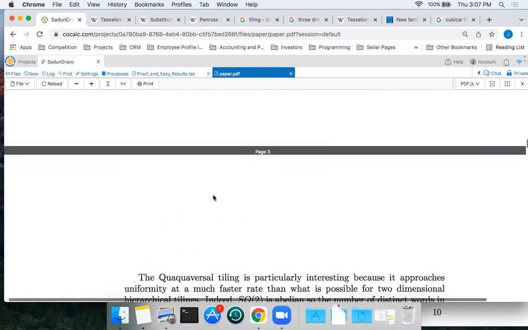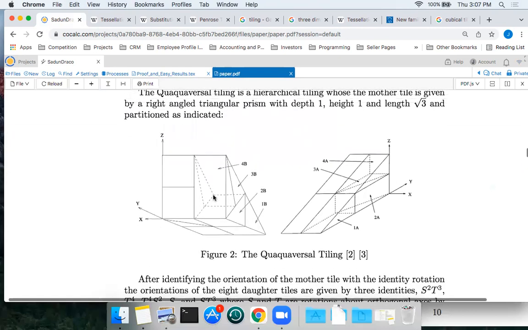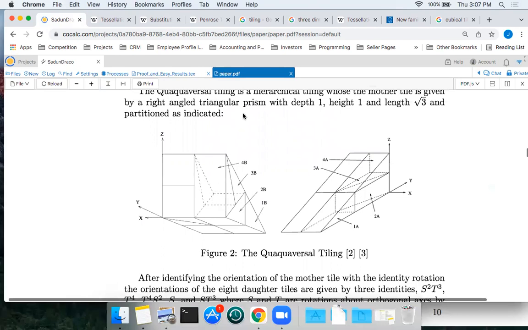So the tile I'm going to be talking about today is the quaquaversal tiling. So in this case, you have a right-angled triangular prism, and this is in 3 dimensions. So you shrink it by a factor of 2, and you tile the right-angled triangular prism with 2 to the 3rd copies of itself, since it's in 3 dimensions. And that means we have 8 tiles. So here we go. So there's 1, 2, 3, 4, 5, 6, 7, 8 tiles.